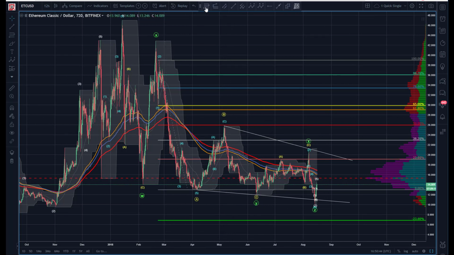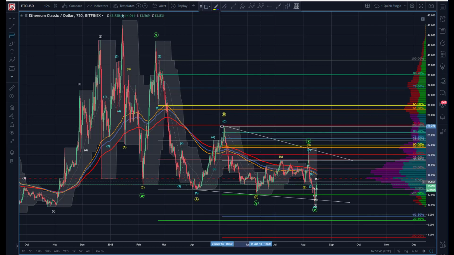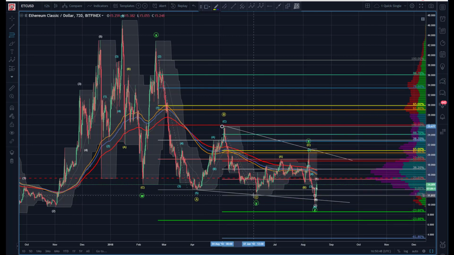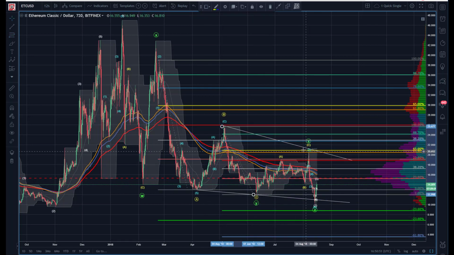Excuse me. But we also have this one here. So if we just recreate here and we look here, we actually get just a tick or two through the 65 before we start that rip down. So both of these targets remain unrealized. So we can't ignore them. We've got to know they're down here, right?